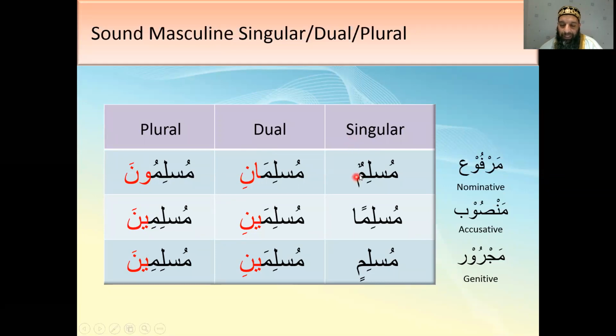Right, okay. So that is this first line. Now, if you look here, it's saying marfu. This is the marfu way of saying singular, Muslim. This is the marfu way of saying dual, Muslims. And this is the plural way of saying Muslims in marfu land. Now, you need to know how to say it in mansub, and you need to know how to say it in majroor as well.